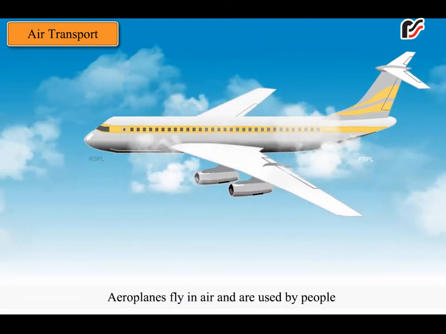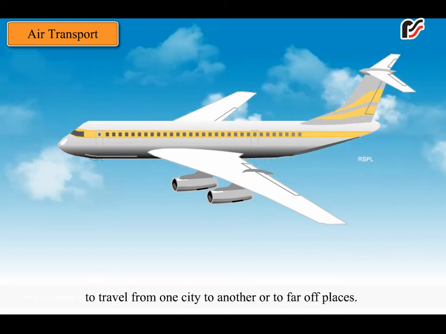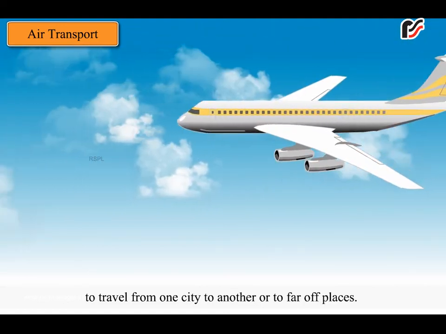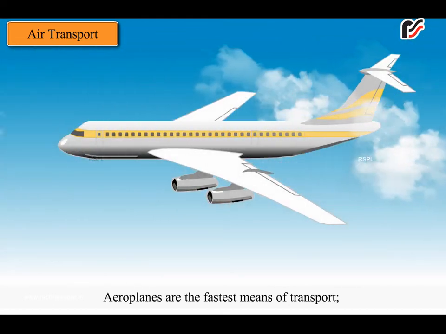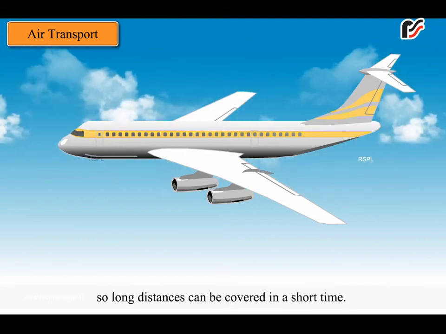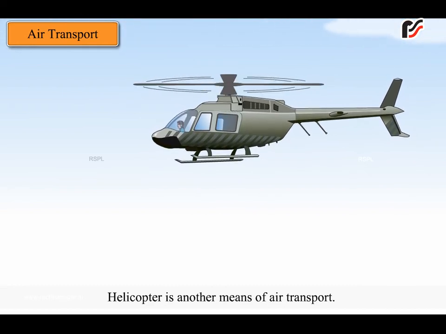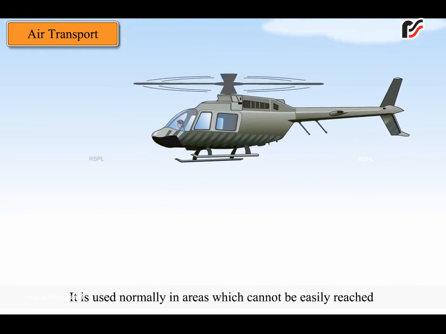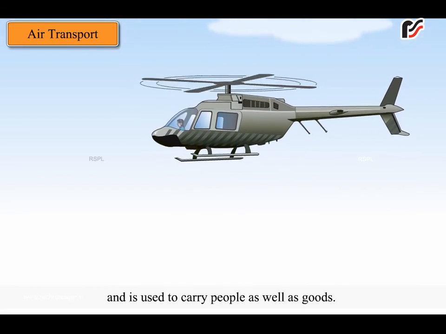Aeroplanes fly in air and are used by people to travel from one city to another or to far-off places. Aeroplanes are the fastest means of transport, so long distances can be covered in a short time. Helicopter is another means of air transport. It is used normally in areas which cannot be easily reached and is used to carry people as well as goods.